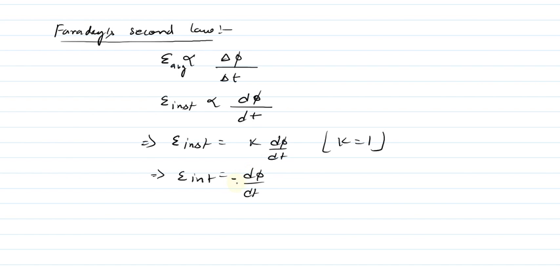But we are just writing this here to understand this equation. If we are just talking about magnitude, then there will be a mod sign here. So it will be mod d phi upon dt. We are just taking the magnitude of the rate of change of magnetic flux.